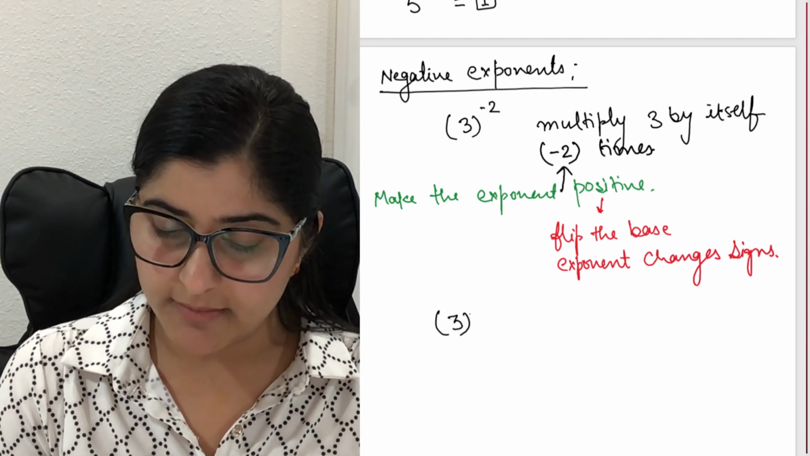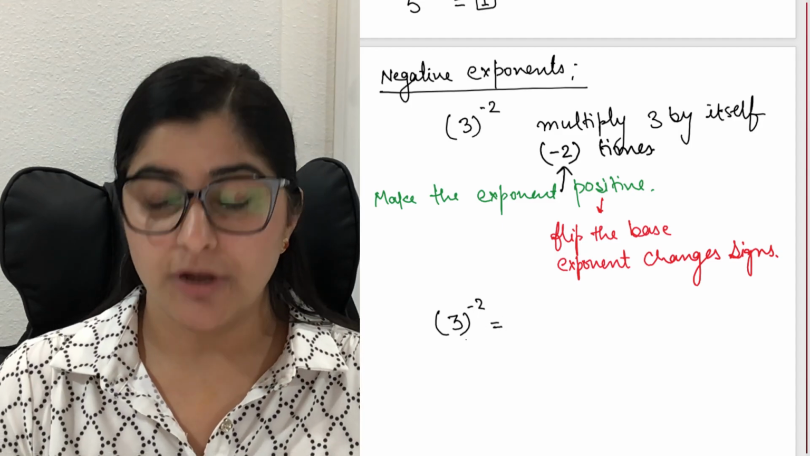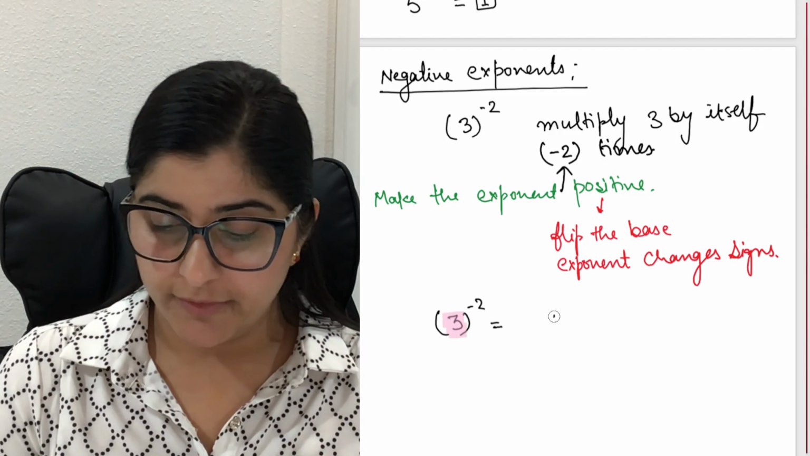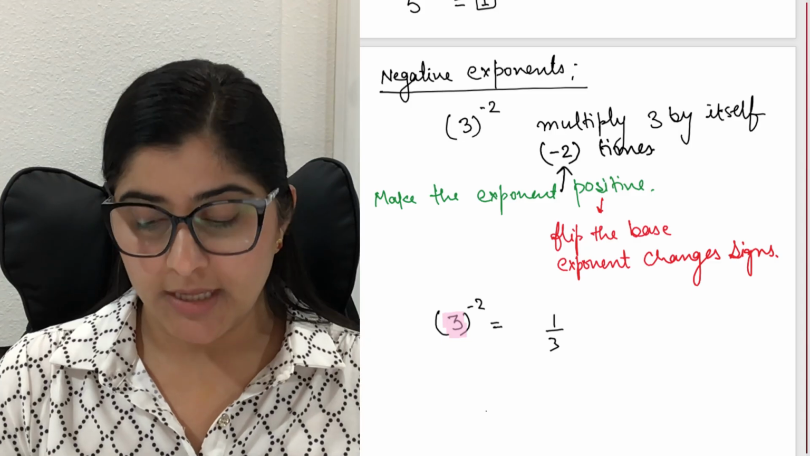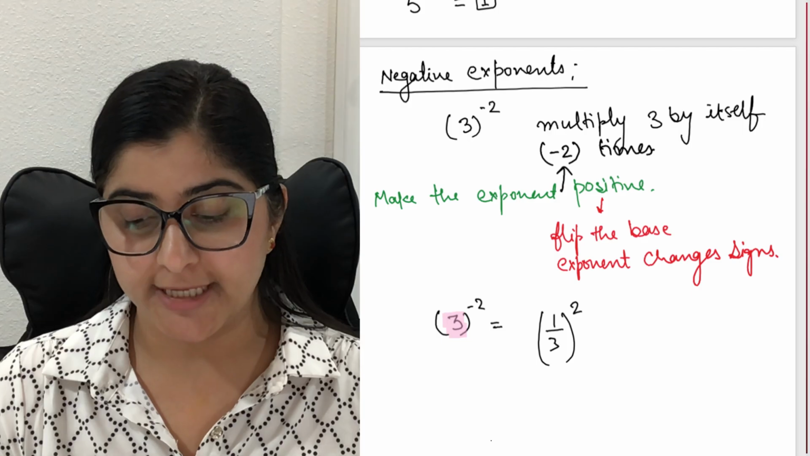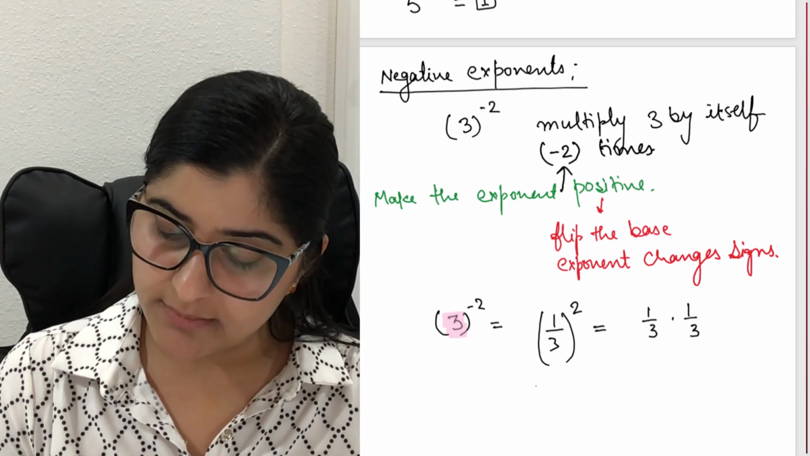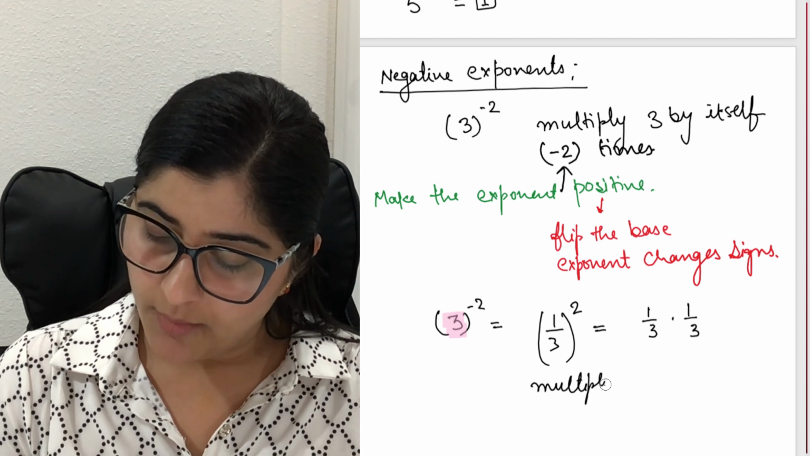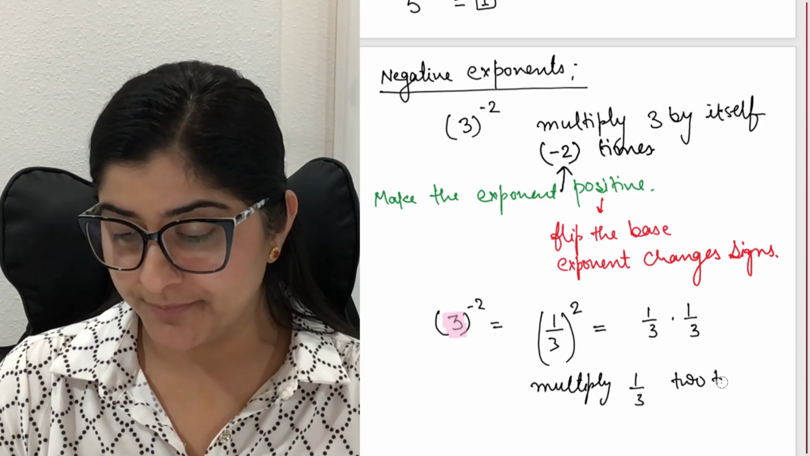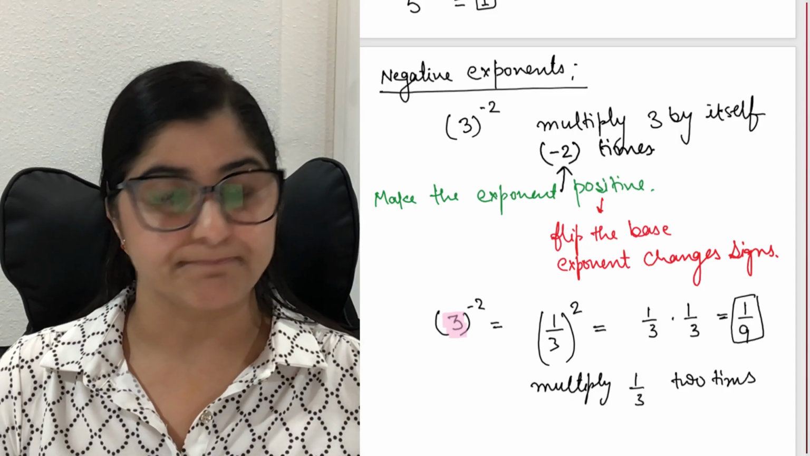So if this is the rule, let's flip the base. It's 3 to the power minus 2. The denominator is just 1, so we don't write it. Base is just 3, so we flip the base. 3 will become 1 over 3 and the exponent will become positive. The power will change its sign. So it is 1 over 3 times 1 over 3. Now it means multiply 1 over 3 two times because the power is positive 2. Thus we get 1 over 9 as our solution.